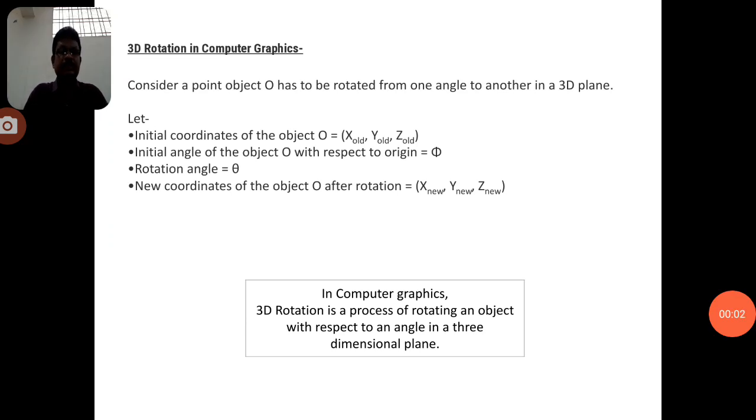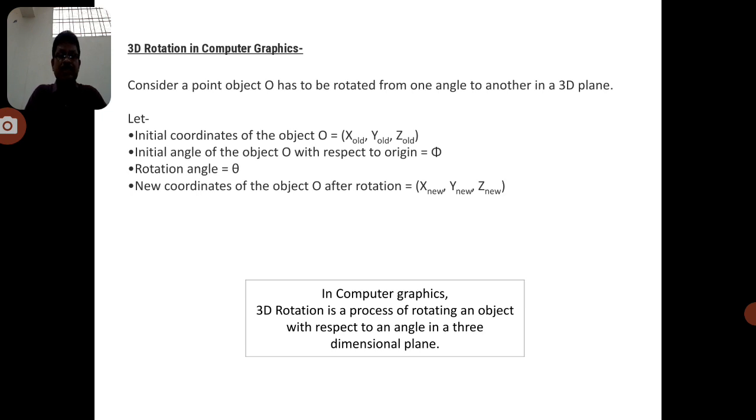Hi students, today I am going to discuss three-dimensional rotation in computer graphics. In the previous video, I explained the concept of the three-dimensional translation technique, that is the first technique. Here the second technique of the 3D transformation is the rotation.